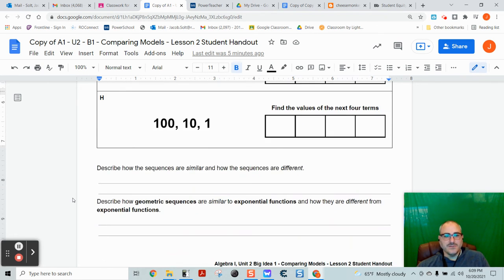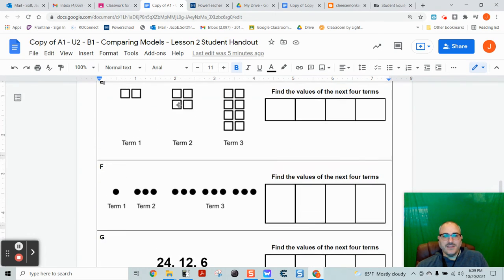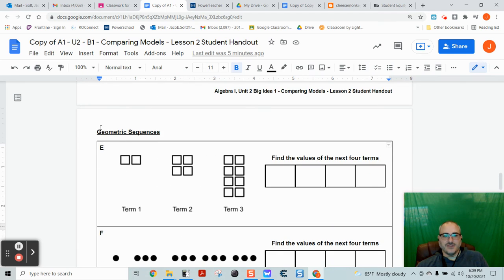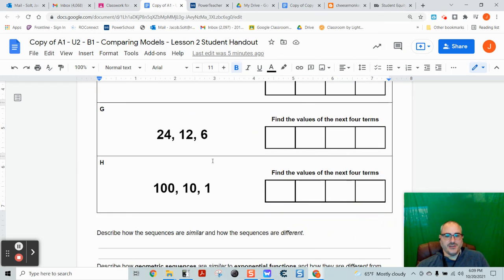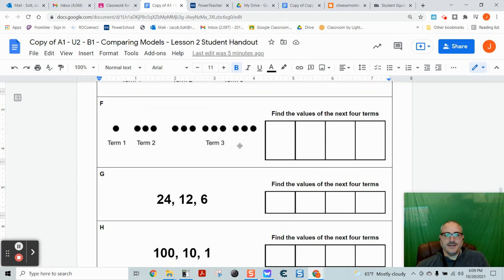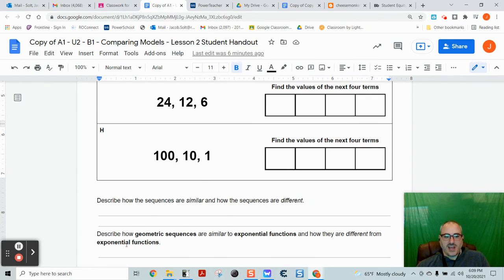Great. I'm unpaused. We're moving on. You're going to describe how the sequences are similar and how the sequences are different. How are these four geometric sequences similar to each other, and how are they different from each other? And then once you're done, describe how geometric sequences are similar to exponential functions and how they're different from exponential functions. Compare and contrast. Pause me here, get some words on this paper.